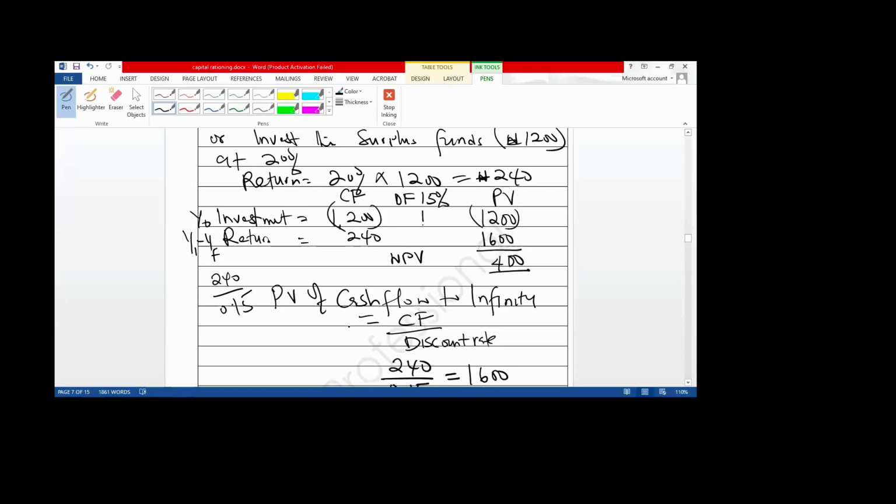Here, 1 divided by 0.15, you multiply this by 240, you are going to get 1,600. That means for the second alternative, the NPV is 400.